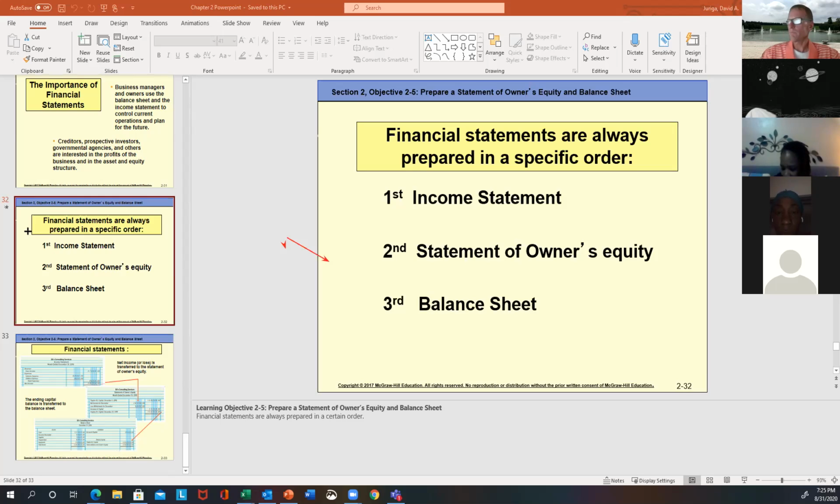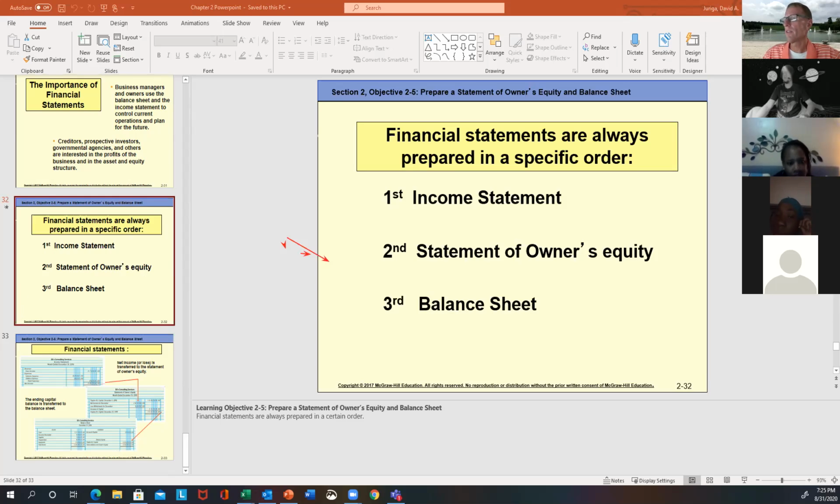You'll see it. All right, so we've got the income statement number 1, the equity statement number 2, the balance sheet is going to be the 3rd financial statement. So 1, 2, 3. That's the order we're going to prepare these. So does somebody have a question? Okay, nobody. All right.